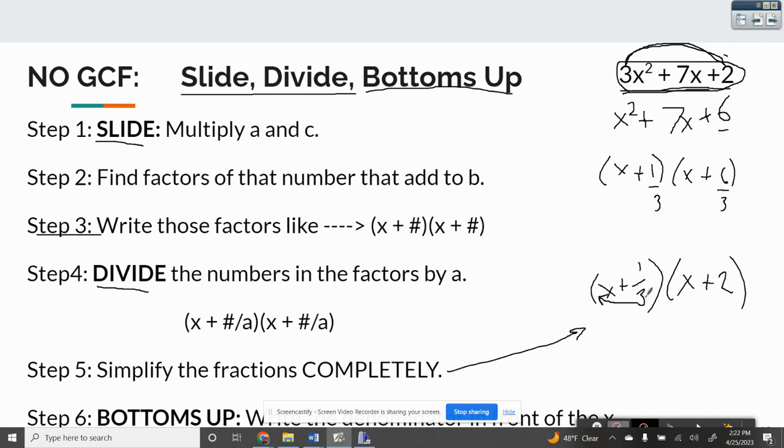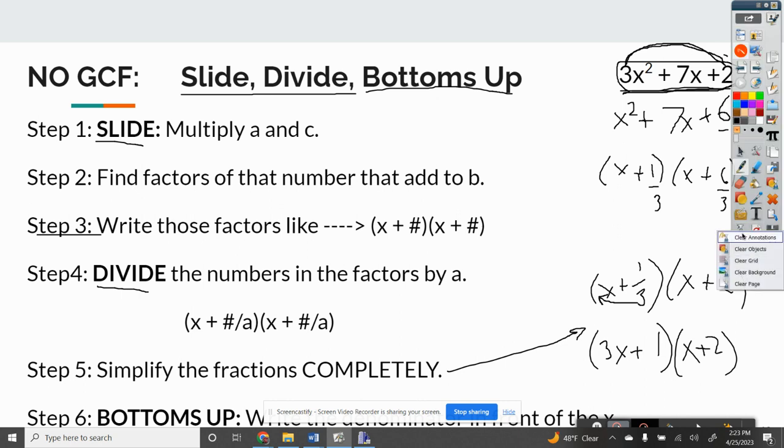So in this case, my 3 was on the bottom, so my 3 is going to go bottom up, come up with my x. I still have my 1 left here in this factor. So all I did was slide the 3 out in front of the x. And then this one didn't have any bottoms, so it doesn't do anything. All right, and so my final answer would be 3x plus 1 and x plus 2. Now, if you do the box method with those two factors, you will get the 3x squared plus 7x plus 2. All right, so that's called slide and divide, and it's going to take some practice.